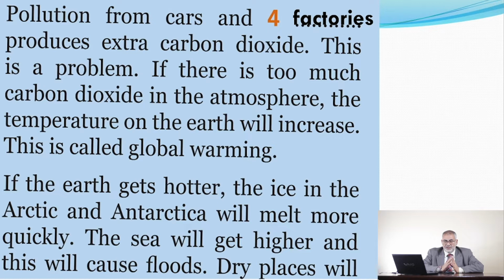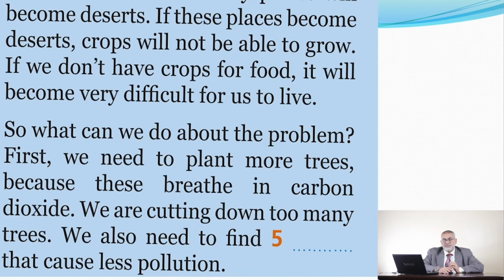This is a problem. If there is too much carbon dioxide in the atmosphere, the temperature on the earth will increase. This is called global warming. If the earth gets hotter, the ice in the Arctic and the Antarctica will melt more quickly. The ice will melt, so the water in seas and oceans will increase. And actually, the sea will get higher, and this will cause floods. Dry places become deserts. If these places become deserts, crops will not be able to grow. Look at if here. If these places become deserts, crops will not be able to grow. If we don't have crops for food, it will become very difficult for us to live.